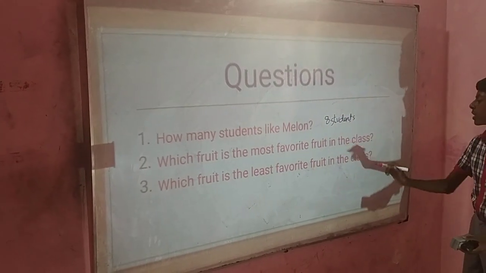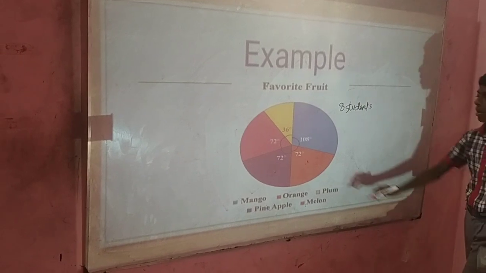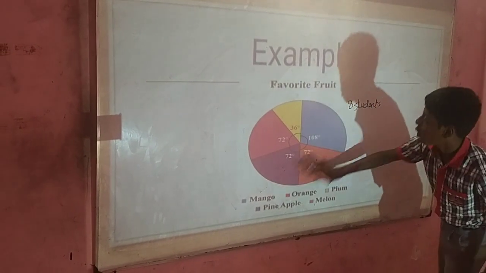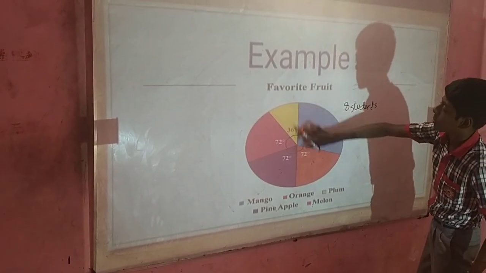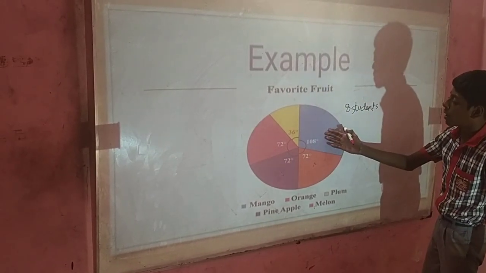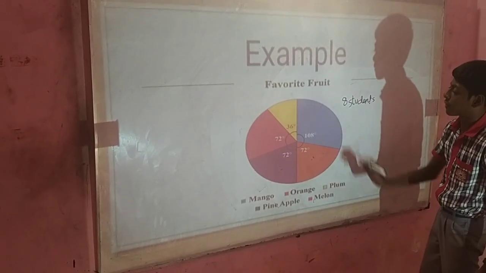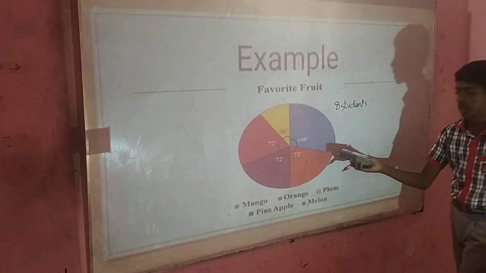So which fruit is the most favorite fruit in the class? Mango, in the blue color. This blue color represents mango. Mango covers most of the pie chart, so it is the most favorite fruit, or the most number of students like mango.